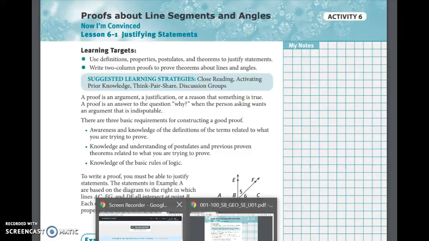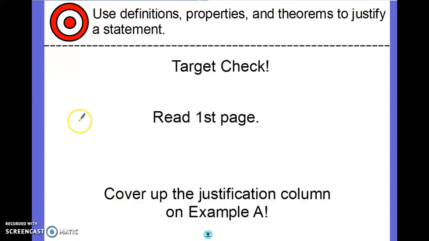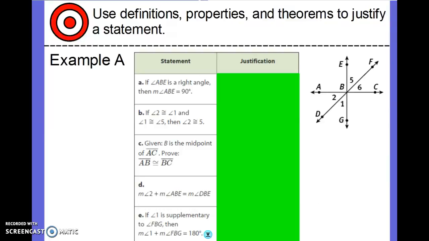All right, so I'm going to switch back to my slides here real quick. Okay, so go ahead and look at example A on your paper. Try covering up the justification column. Let's go through them one by one. Okay, so here's example A.